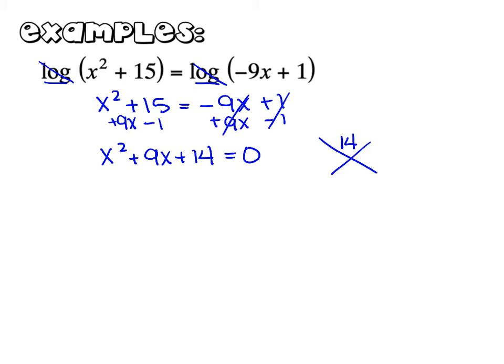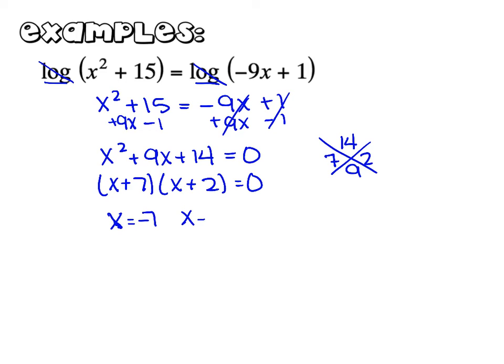What multiplies to 14 but adds up to 9? That would be 7 times 2. So this factors into x plus 7 times x plus 2, which means my solutions are x equals -7 and x equals -2. Am I allowed to have both of those solutions, or is one or both of them extraneous? I always want to check.